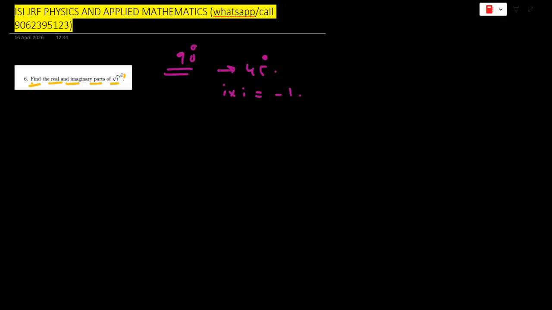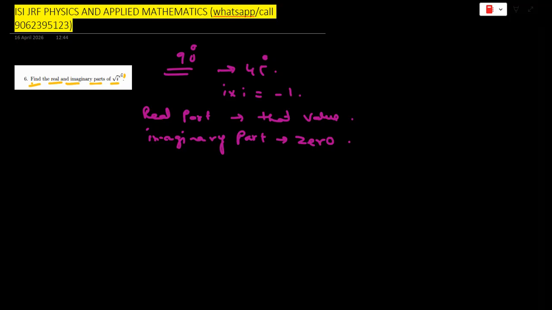So real part is what? Real part is that value, and the imaginary part is 0. Okay. Now complex powers don't mean the result is complex. Sometimes it becomes completely real, and ISI loves this trick.